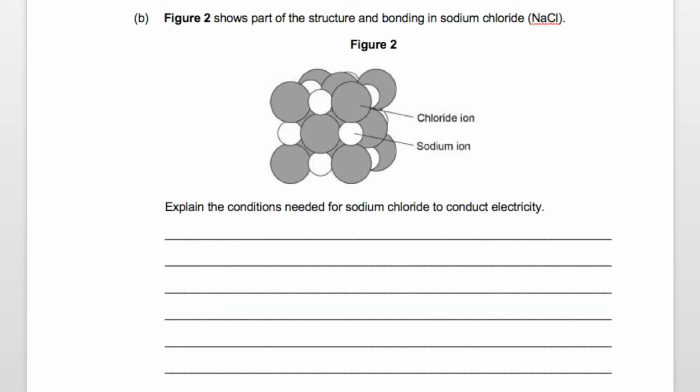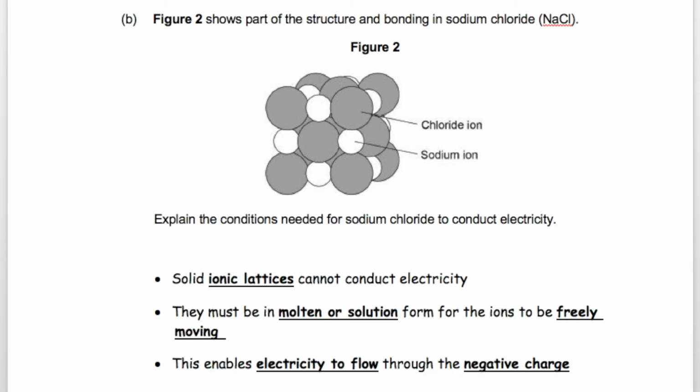Here is the second 3-marker. Figure 2 shows part of the structure and bonding of sodium chloride. Explain the conditions needed for sodium chloride to conduct electricity. Again, pause the video for 3 minutes to attempt your own answer, and then an example answer will follow from me.